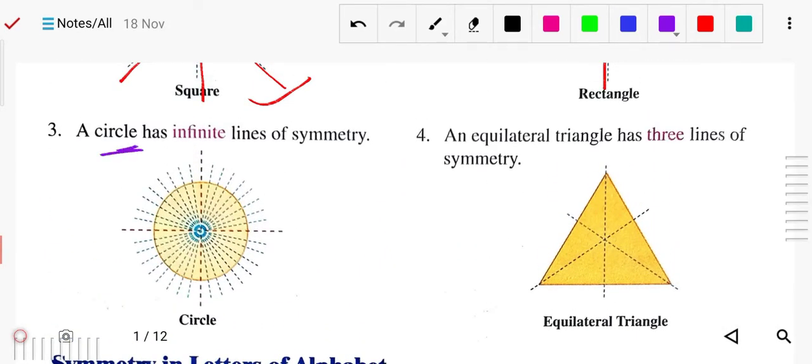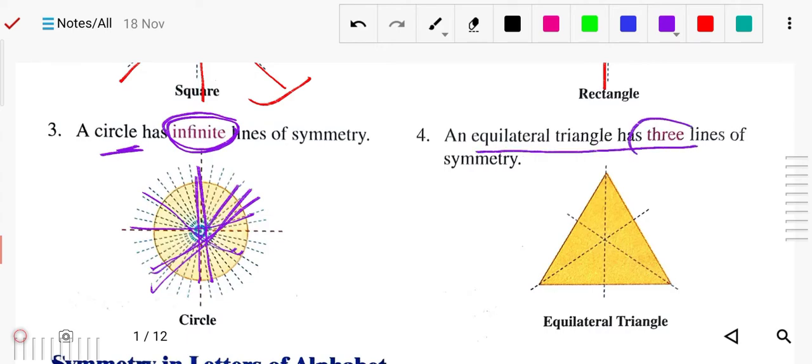Like in the circle, how many lines of symmetry? Infinite. So many lines are possible. Okay, it is infinite. Similarly in the equilateral triangle, how many lines of symmetry? 3 lines of symmetry. Total 3 lines of symmetry.